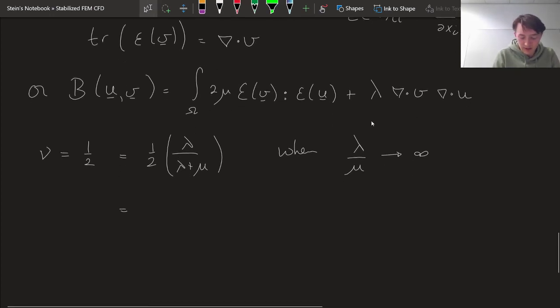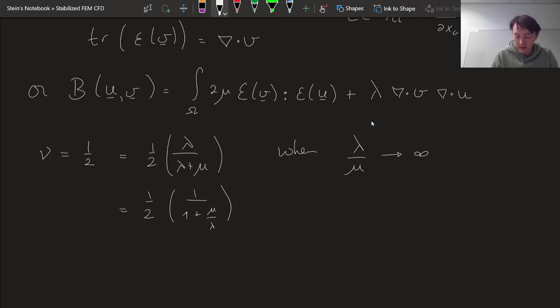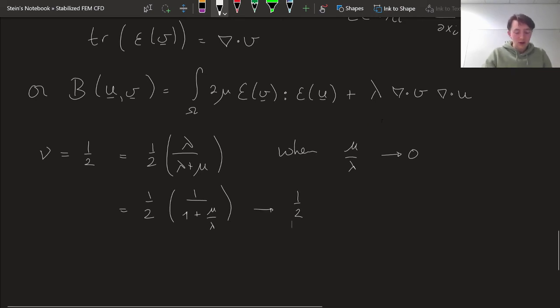Well, let me rewrite this. Let me divide above and below the fraction by lambda, which gives me 1 over 1 plus mu divided by lambda. So mu divided by lambda goes to 0. If that happens, then we see that the ratio limits to half. So in this case, we have an incompressible solid.